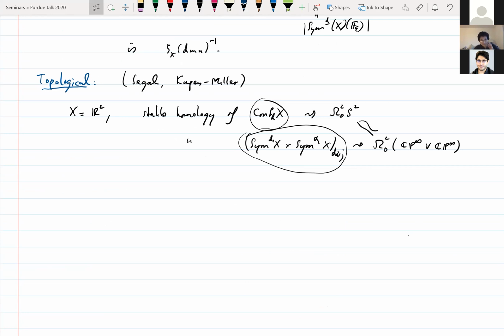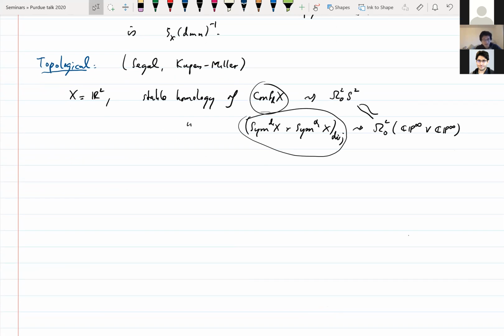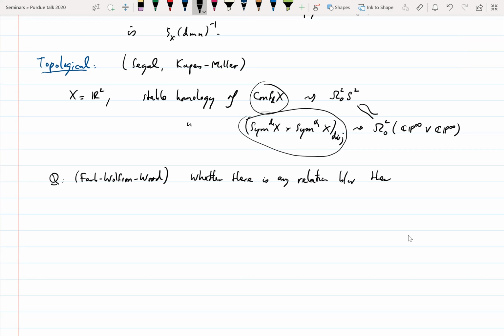Okay, very good. So question. This is Farb, Wolfson, and Wood. They saw these things, and essentially they asked whether there is any relation between these parallels. That's all.